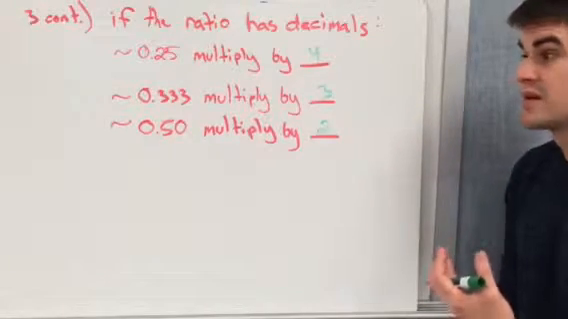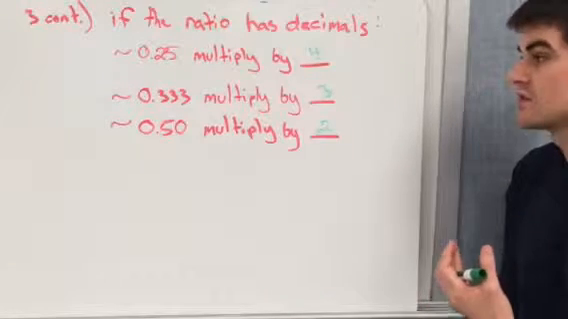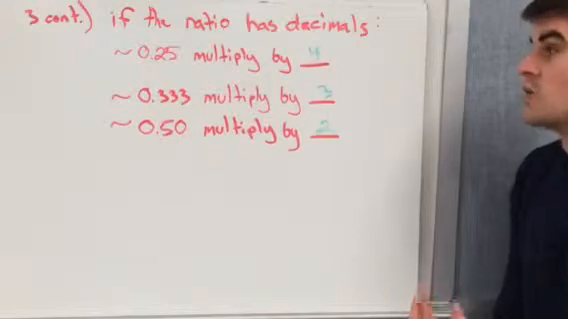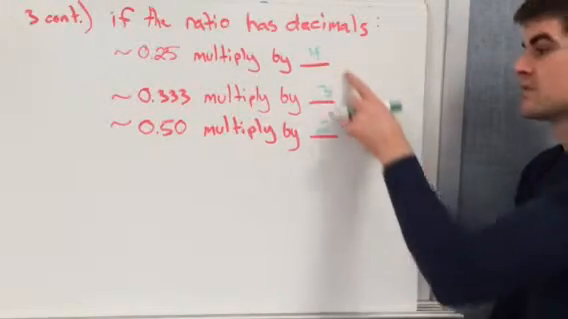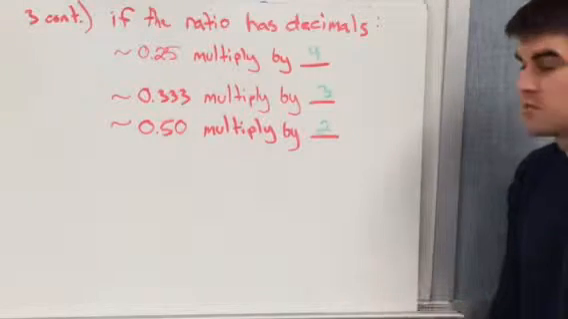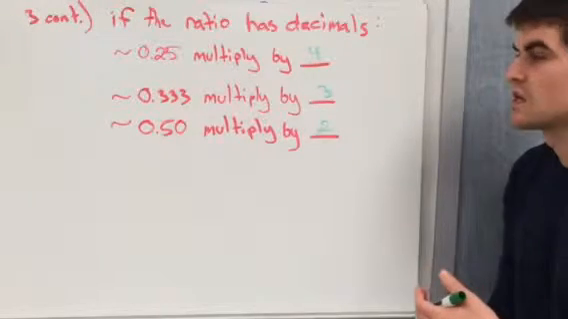Also, if you come up with weird numbers that you can't really figure out, you probably made a mistake. So if you're not getting something like a 1 or a 2 or a 3 that you can multiply by, go back and check your math, go back and check your periodic table. There's probably a mistake in there somewhere.